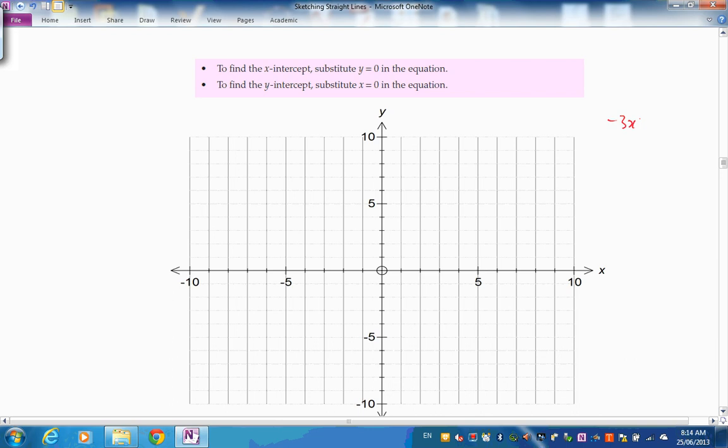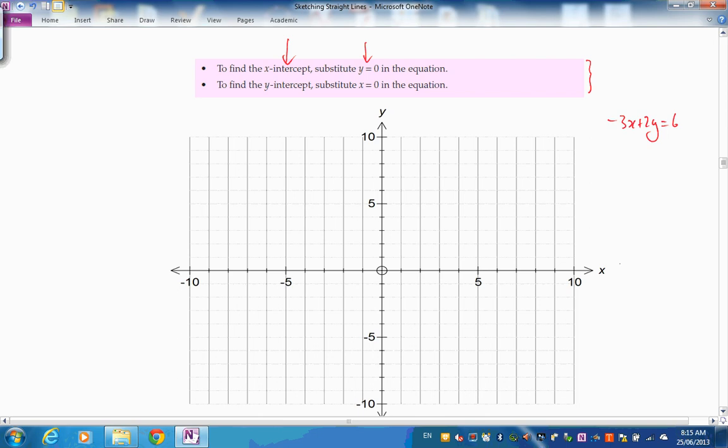Negative 3x plus 2y equals 6 is what they were playing with there. So I've plucked out from Pearson's, in simpler terms, the statement they made, and let's unpack it. To find the x-intercept, substitute y equals 0 in the equation. Now that sounds like an algorithm, a basic rule, but do we understand it? That's important to understand what you're doing.